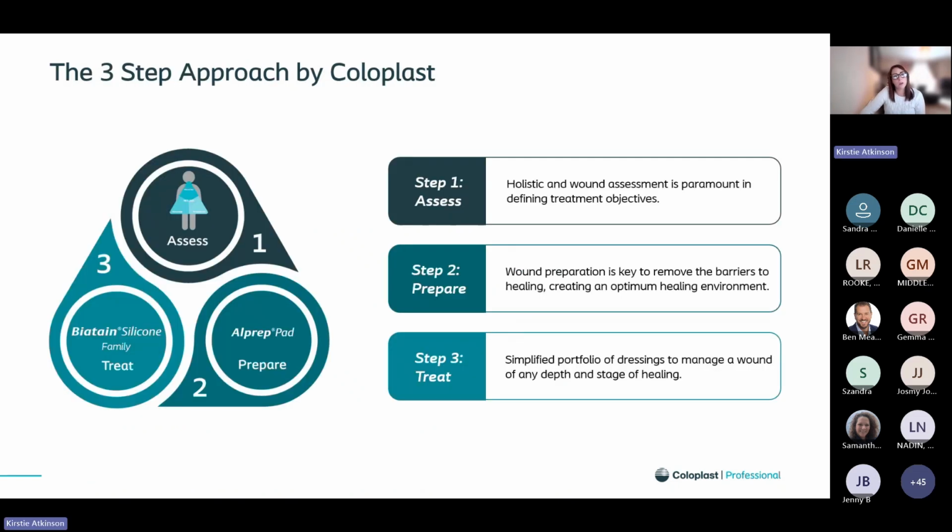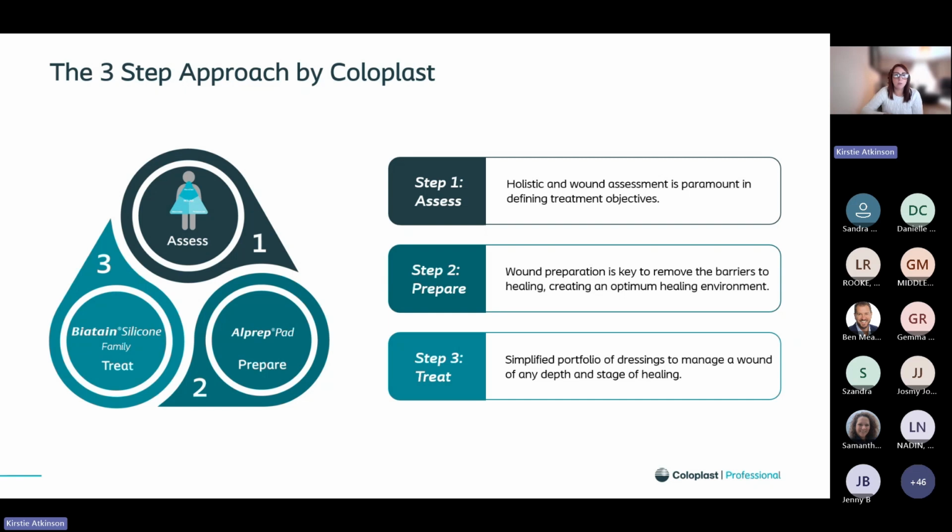So as I said, at Coloplast, we have a simplified framework to help you in managing your wounds, and that is our 3-step approach. Step 1 is wound assessment. This is a holistic wound assessment, which is paramount in defining your treatment objectives. Step 2 is your wound preparation, which is key to removing the barriers to healing and also helping create that optimum healing environment. And on to step 3, which is where you would use a simplified portfolio of dressings to manage a wound of any depth and any stage of healing.